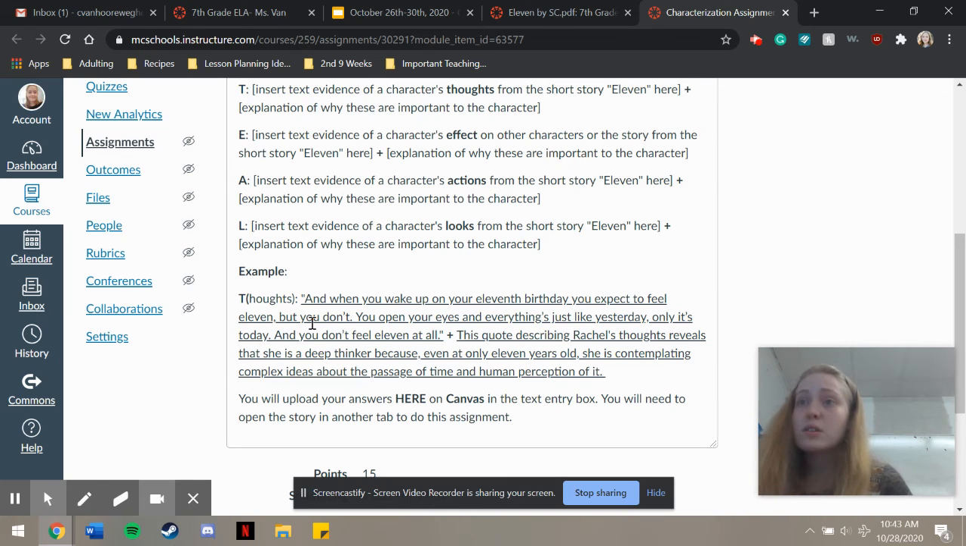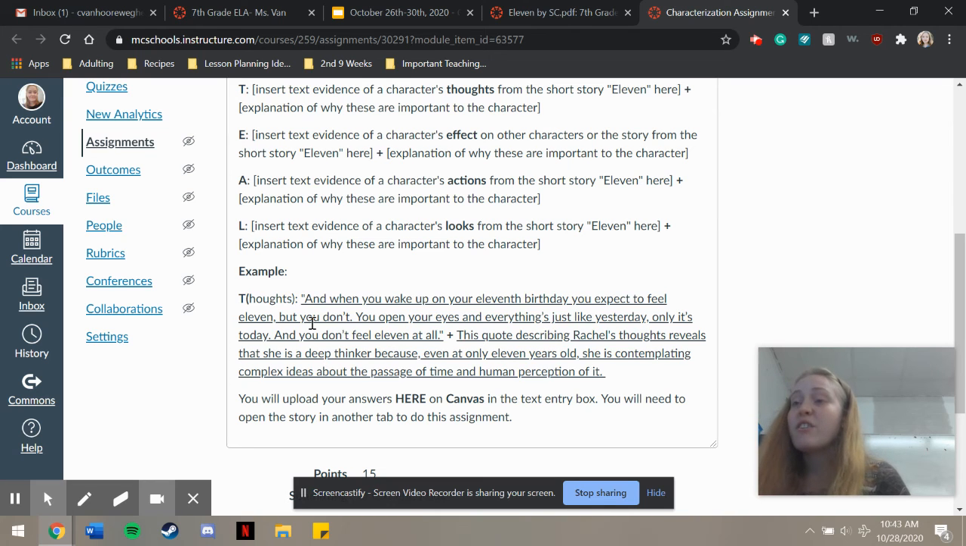My explanation of it was, this quote describing Rachel's thoughts reveals that she is a deep thinker because even at only 11 years old, she is contemplating complex ideas about the passage of time and human perception of it. Most 11-year-olds don't think about these kinds of things. So that was my explanation of why that example of her thoughts was important.